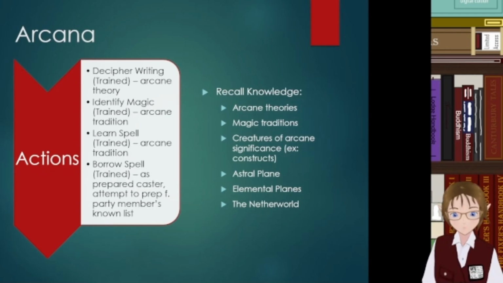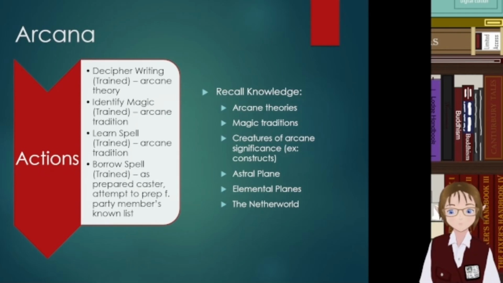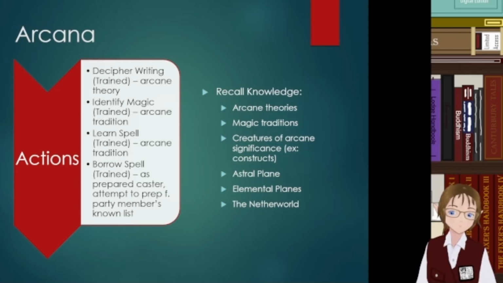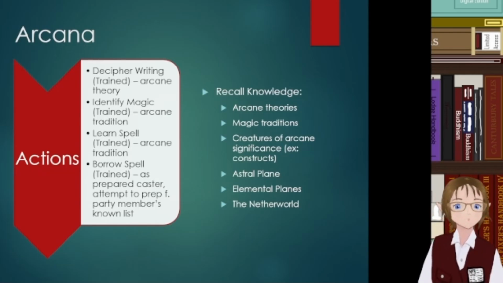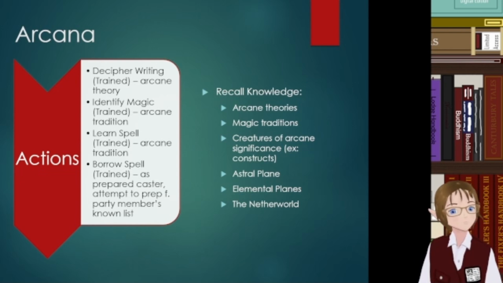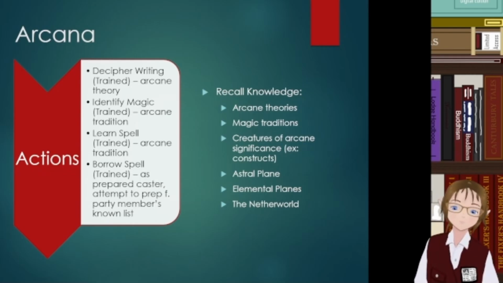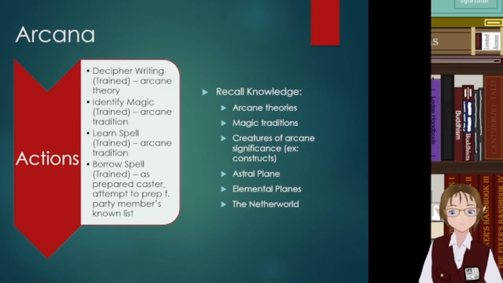Arcana is one of the core recall knowledge skills because it allows you to recall knowledge about creatures of arcane significance. The most common example is most likely constructs, but your GM might also include other things which are based on Arcana, such as powerful spellcasters, or really just anything that wizards made. Additionally, it can be used to recall knowledge about the magical traditions themselves.